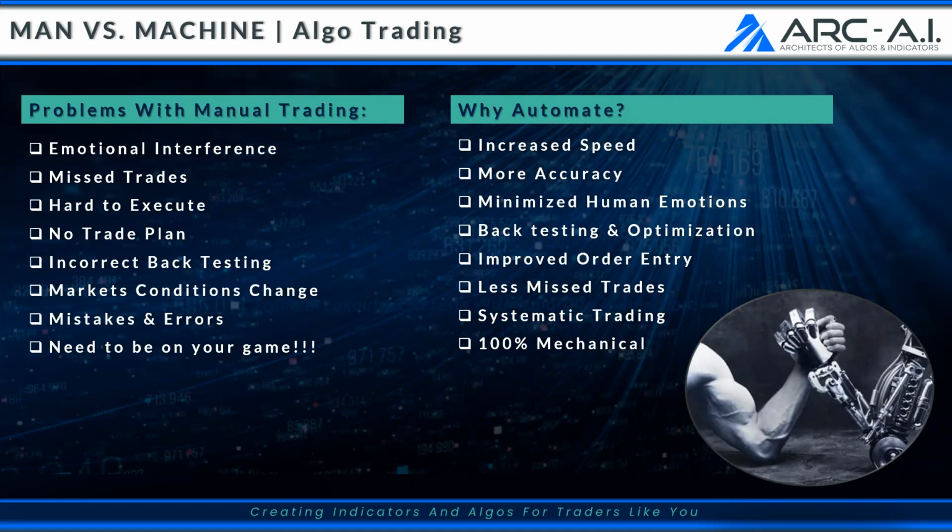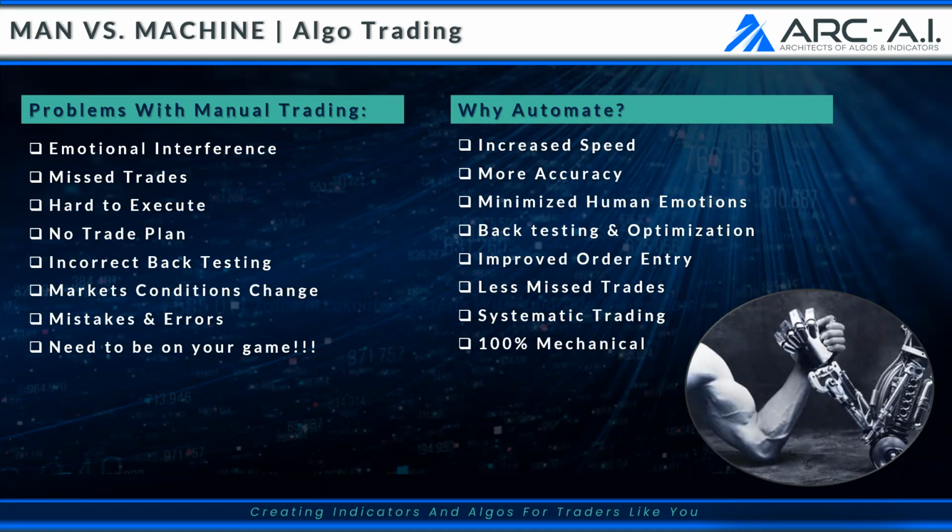Market conditions change. There's mistakes. There's errors. You need to be on your game every day. As a discretionary trader, you don't get the privilege of having a bad day. If you have a bad day, your account shows it, usually, unless you get lucky, but that doesn't happen often, right? So why would we look to automate?